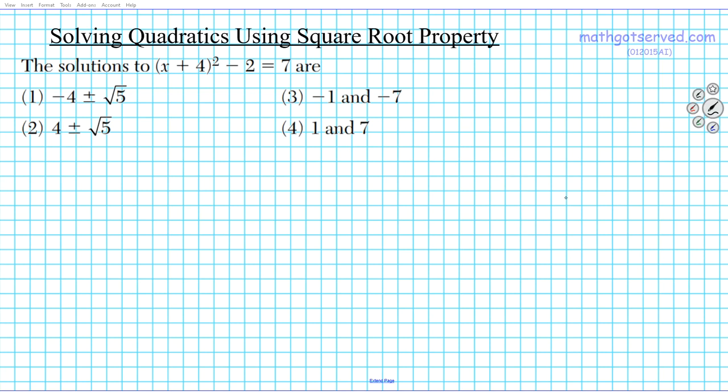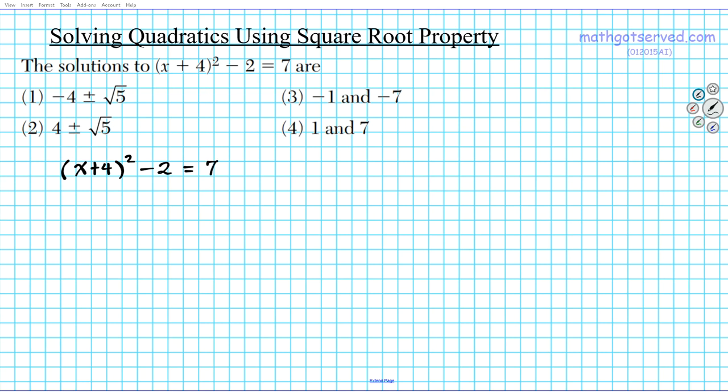In this clip, we're going to be going over how to solve quadratic equations using the square root property. The question reads: the solutions to the quantity x plus 4 squared minus 2 equals 7 are. So let's go ahead and solve this using the square root property. (x + 4)² − 2 = 7.